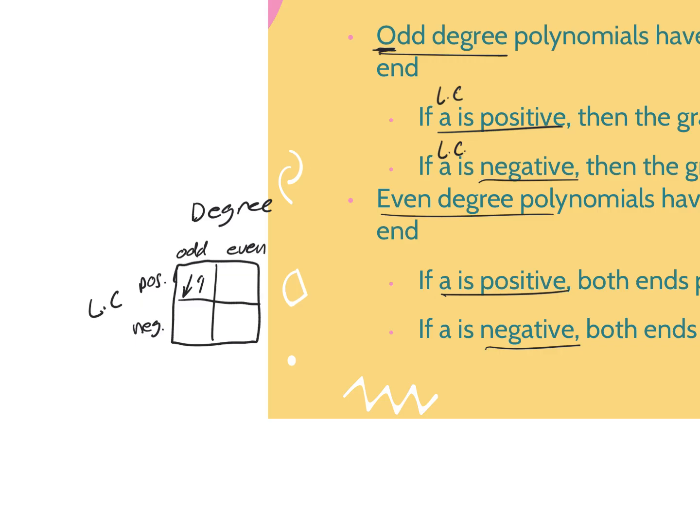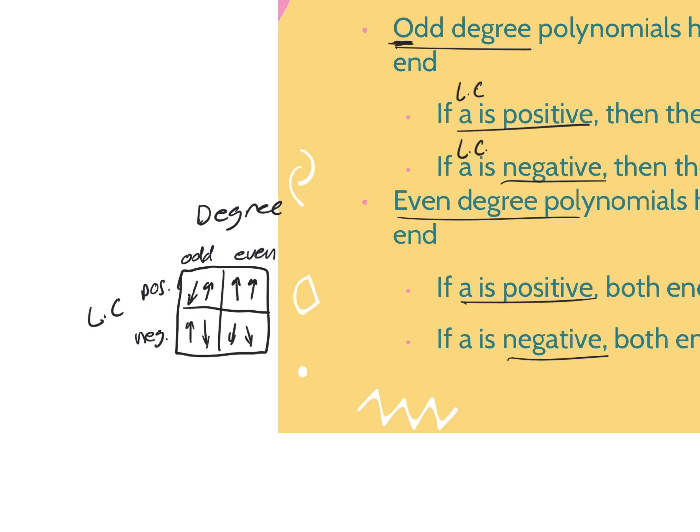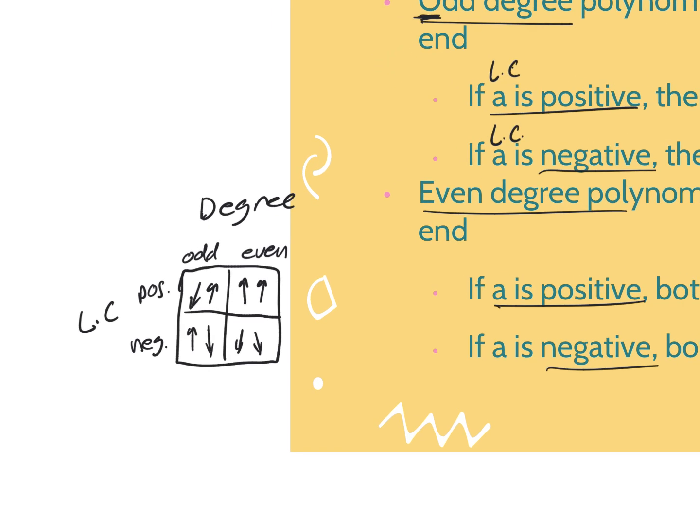Odd positive is going to fall to the left and rise to the right, and odd negative is going to go in the other direction, so it's going to rise left and fall to the right. Even, remember, goes in the same direction. So they're both going to go up if the leading coefficient's positive, and they're both going to go down if the leading coefficient's negative. I like to remember this little table.